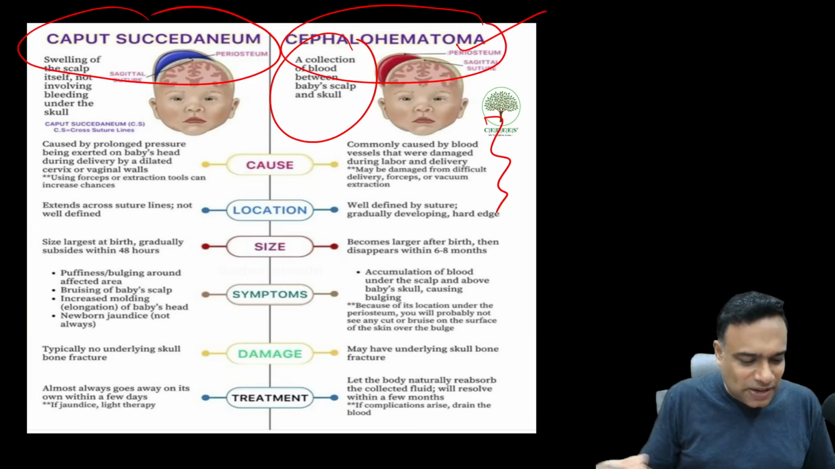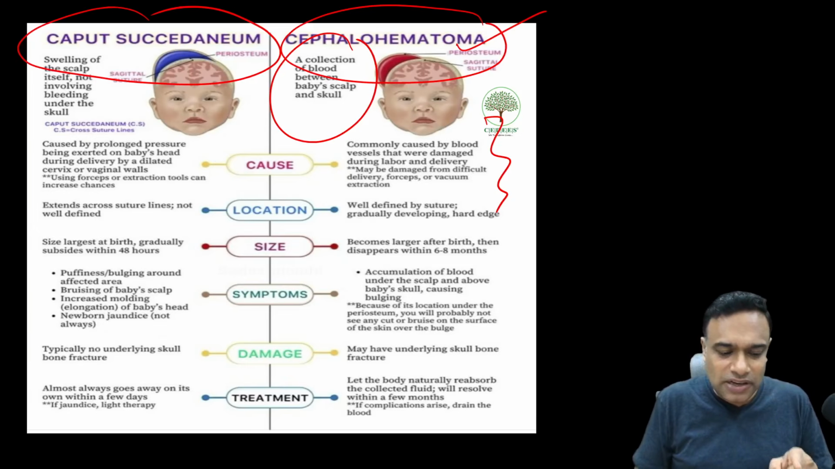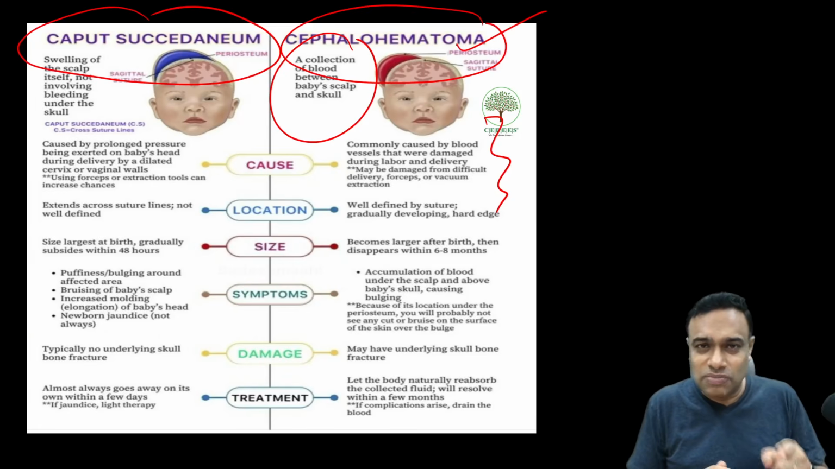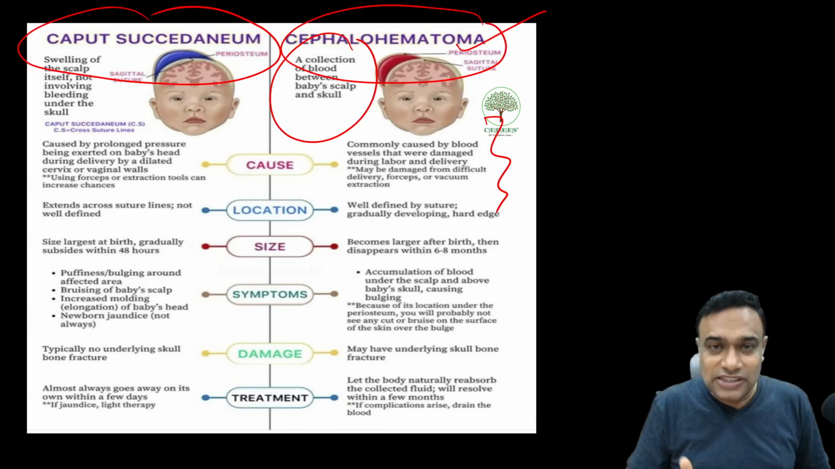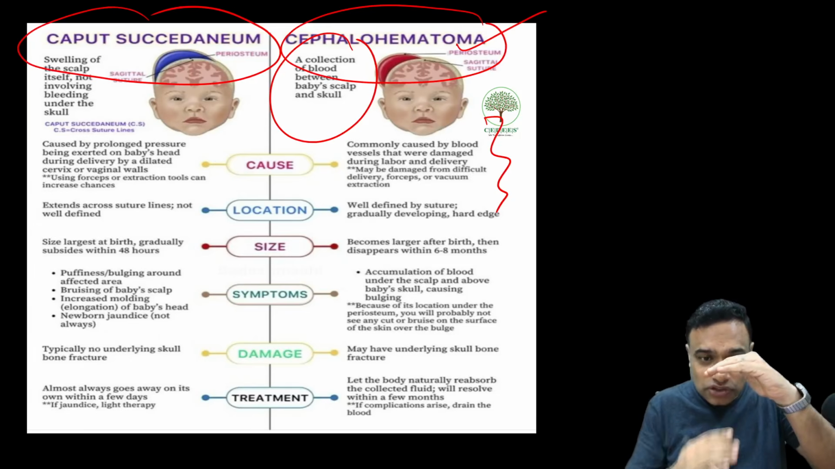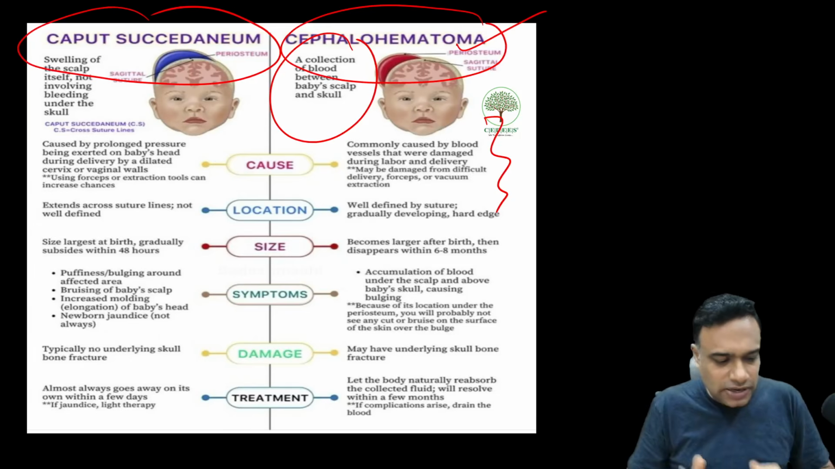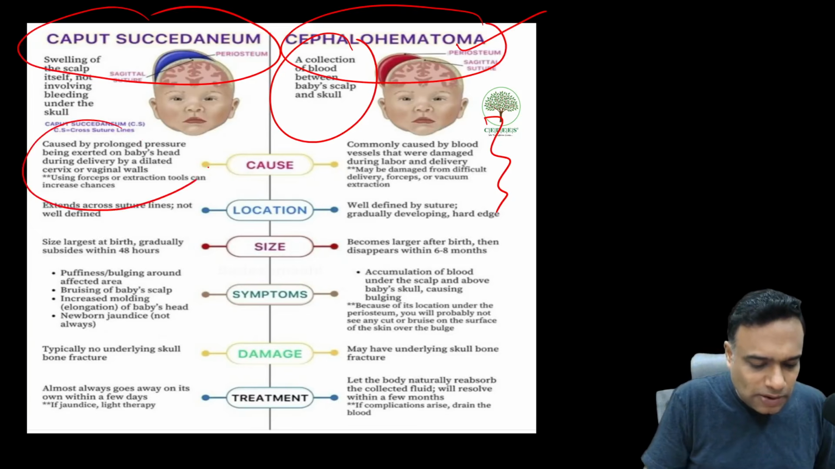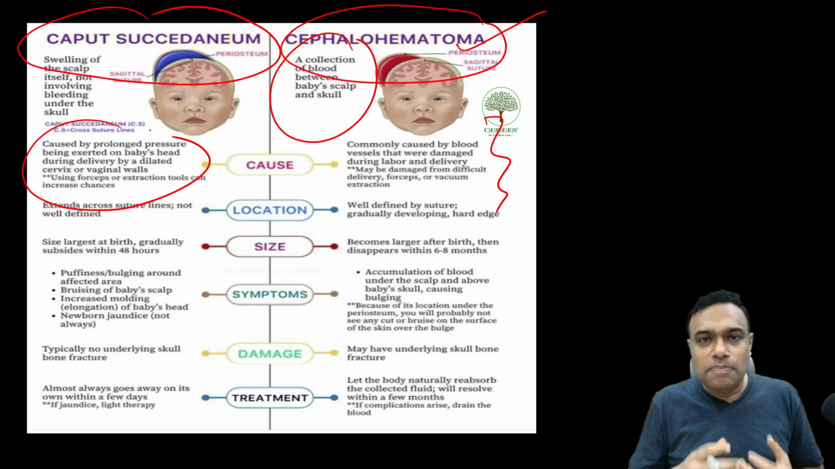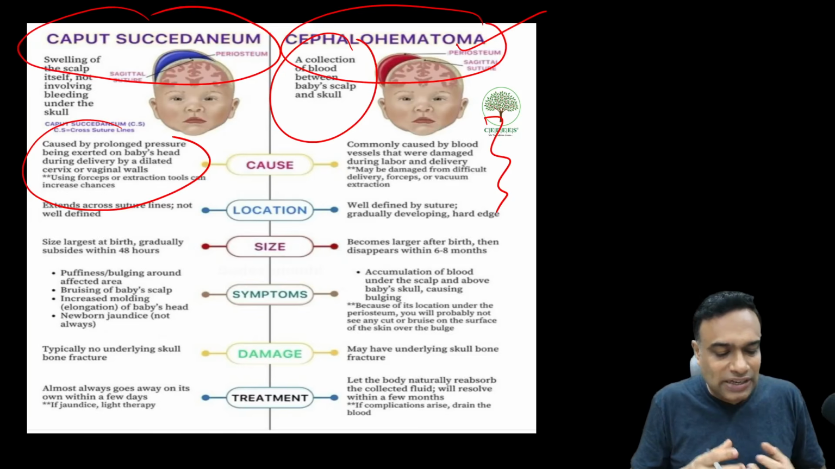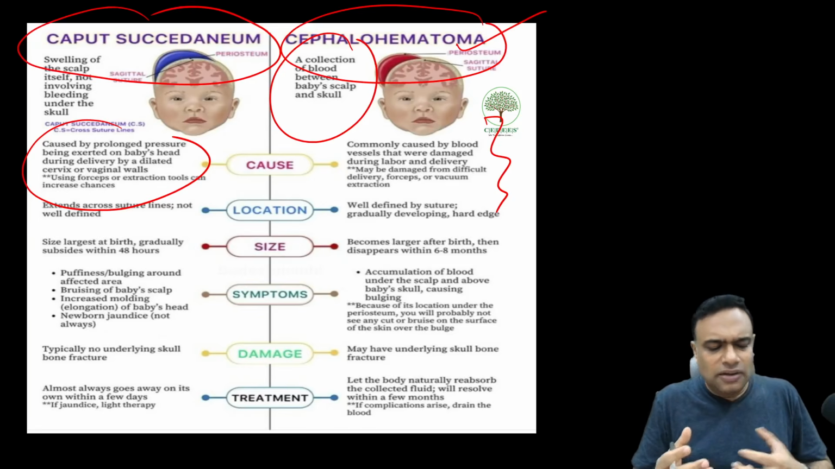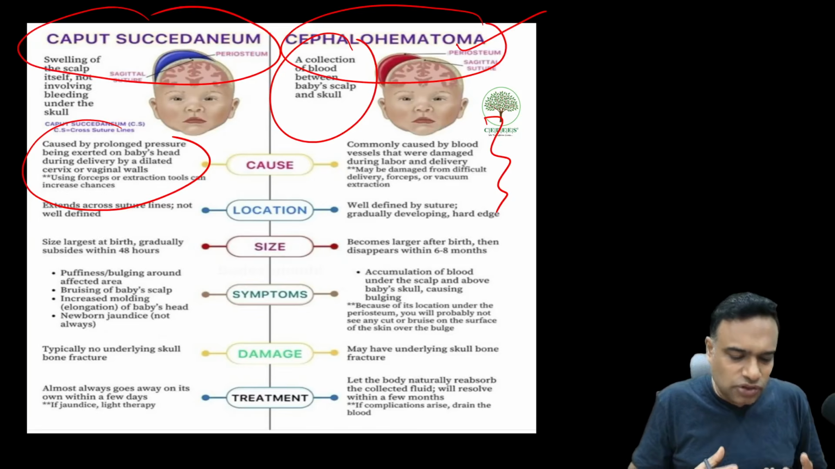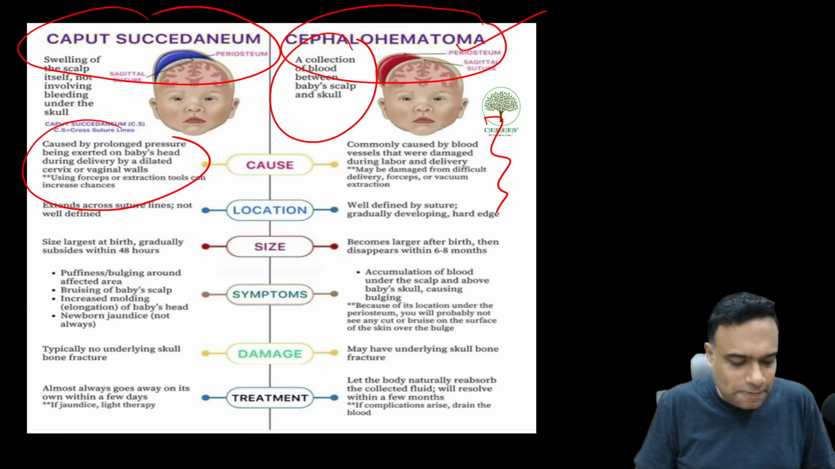Okay, so please understand the difference here. In caput succedaneum, the collection of blood is above the periosteum and below the skin, whereas in cephalohematoma it is below the periosteum and above the skull. So that's where it comes. Now here, it is caused by prolonged pressure being exerted on the baby's head during delivery by a dilated cervix or the vaginal walls, and again because of forceps use or extraction tools and all of that.